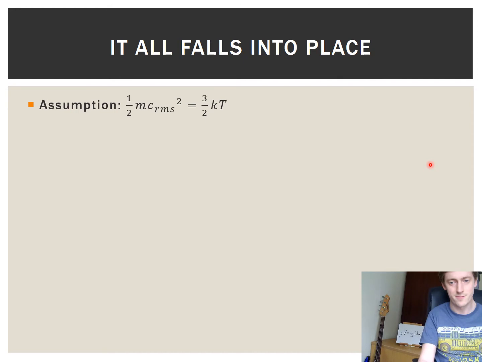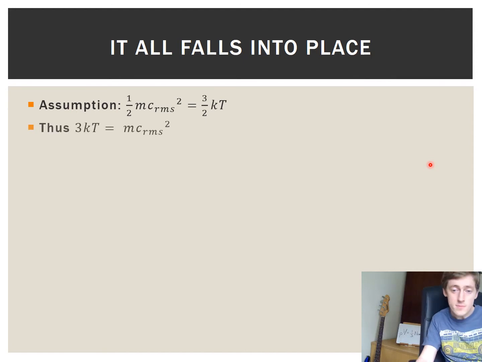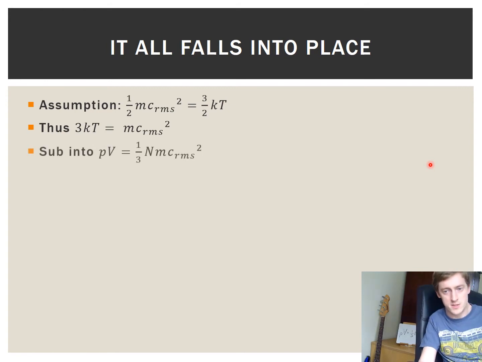There we go, lovely. Now let's say, for the sake of argument, just for fun, that we assume that the mean kinetic energy is equal to 3/2 kT. There is a reason for assuming that. We're not going to get into it, but let's just assume it for fun. If we do assume that, we can get rid of the divide by 2 on both sides. We end up with 3kT is equal to m c_RMS squared.